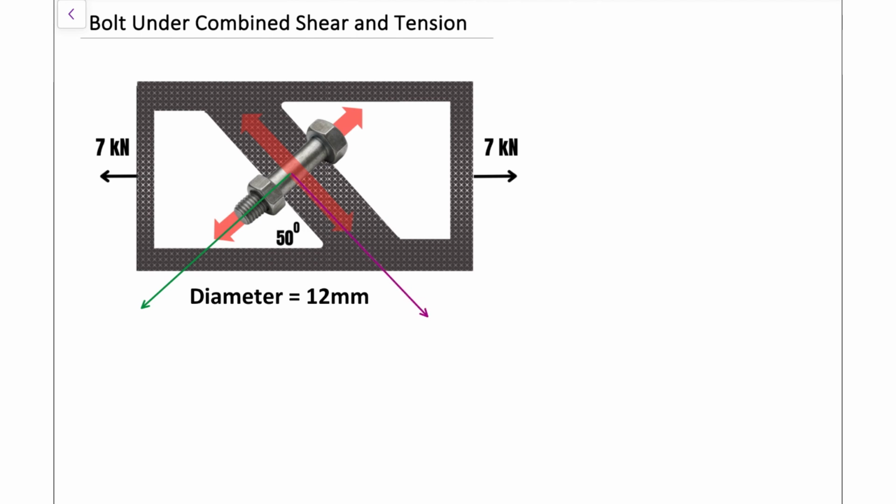And of course this next force with the purple arrow is going to be cutting across our bolt in order to get that shear stress. Now we have that 7 kilonewtons that's acting as a load, and that's the tensile load there. And what we have to do in order to find the shear and the direct stress is to find the component of that 7 kilonewtons.